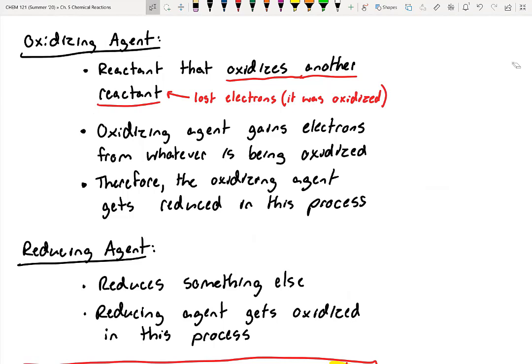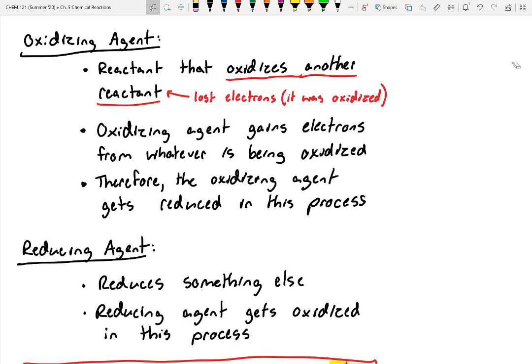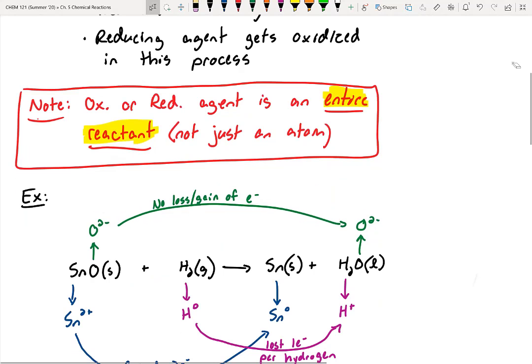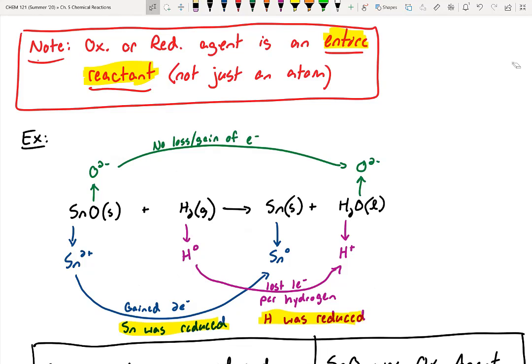And it says that an oxidizing agent is a reactant that oxidizes another reactant. But it's interesting, an oxidizing agent gains electrons from whatever is being oxidized in that process. Therefore, it actually gets reduced. So it's confusing. But we'll practice this a little bit when we do some of these problems. And then reducing agents are the opposite. A reducing agent is something that reduces something else, but gets oxidized in the process. And then I put a note here that an oxidizing or reducing agent is an entire reactant, not just a single atom. And then I walked through a few problems here.